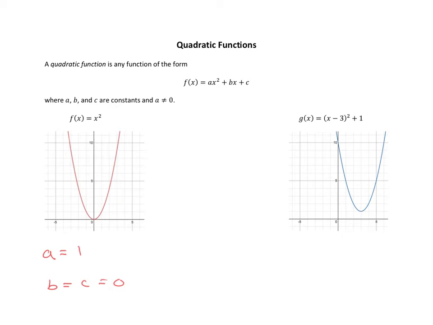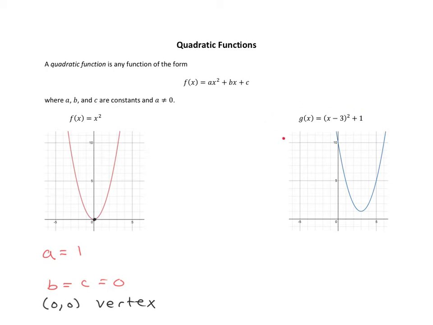I'd like to highlight an important point on this graph, and that's this spot right here. So I'm going to label that. This is the point 0, 0, and that is called the vertex. Because the graph is opening upward, this vertex is the lowest point on the graph. So if it was opening downward, the vertex would be the highest point.